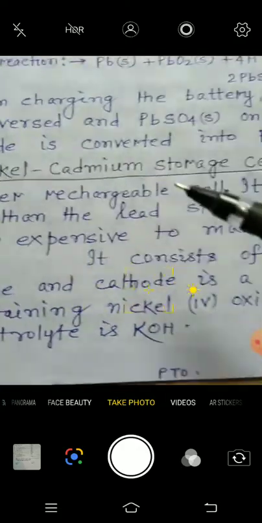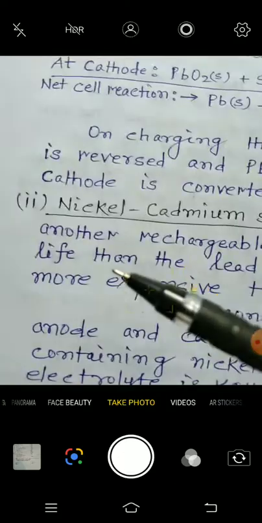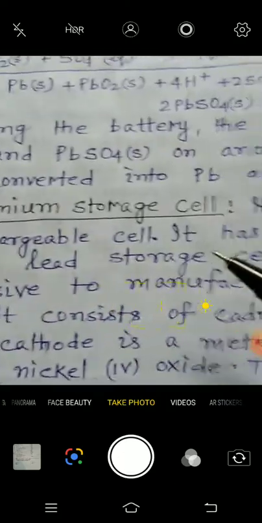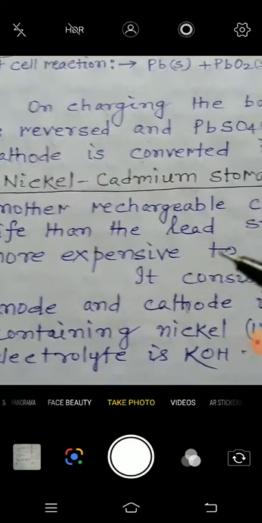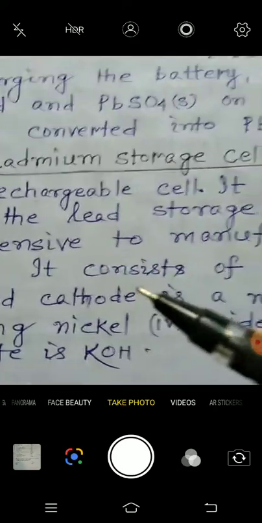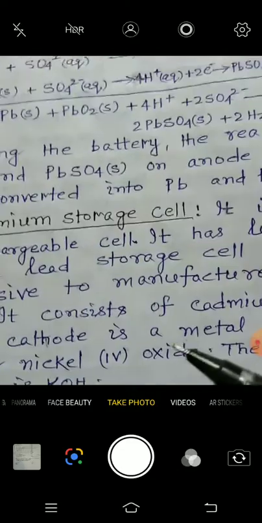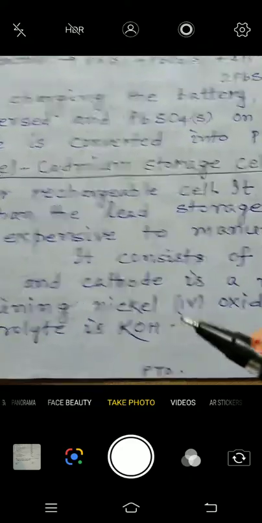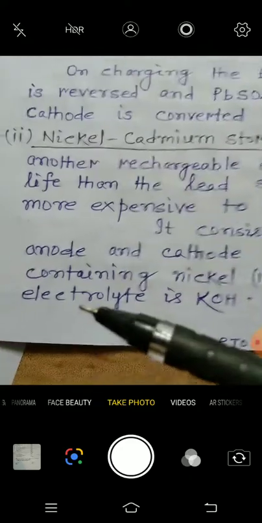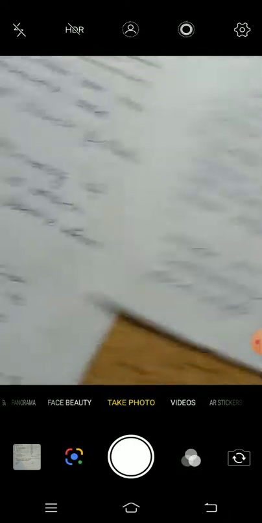Now, nickel cadmium storage cell. It is another rechargeable cell. It has longer life than the lead storage cell but is more expensive to manufacture. It consists of a cadmium anode and the cathode is a metal grid containing nickel oxide. The electrolyte is KOH.